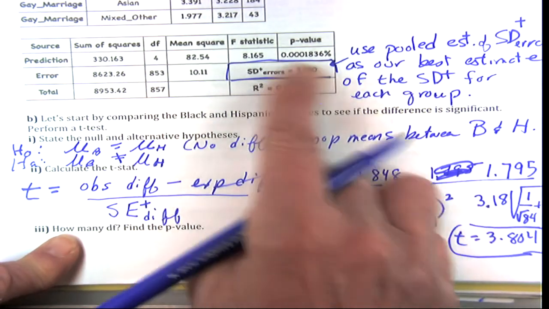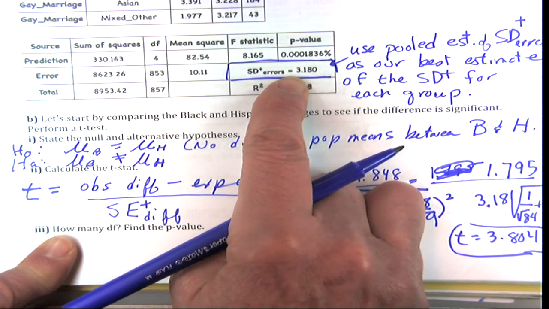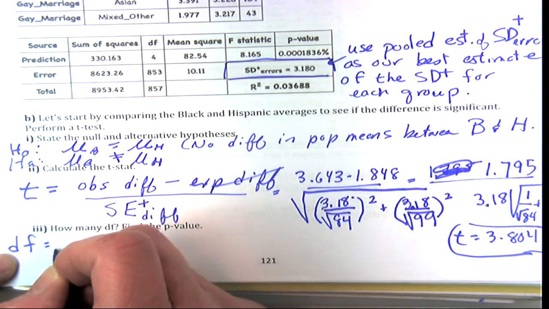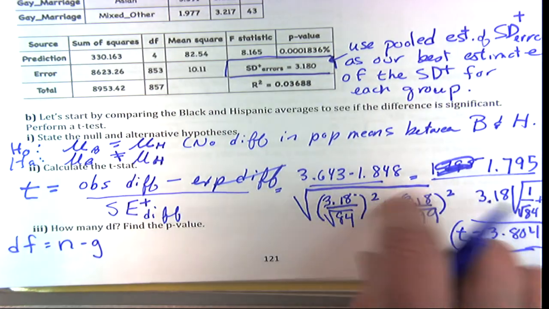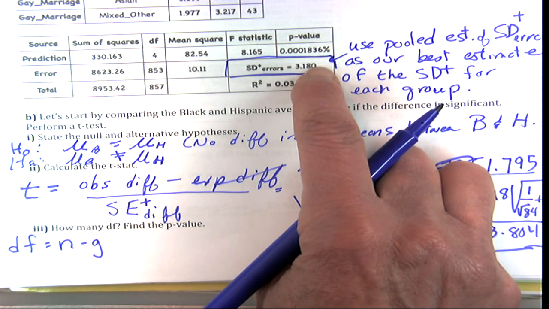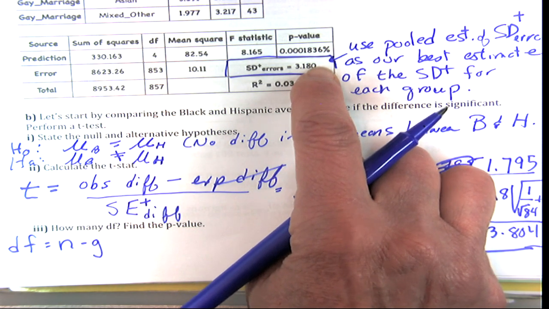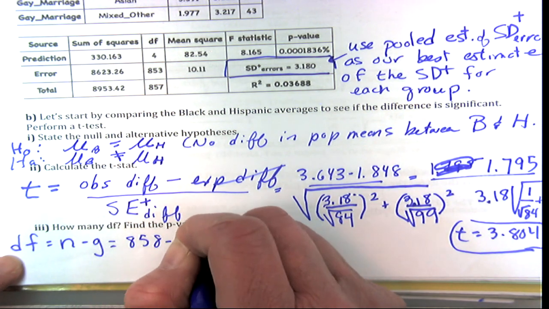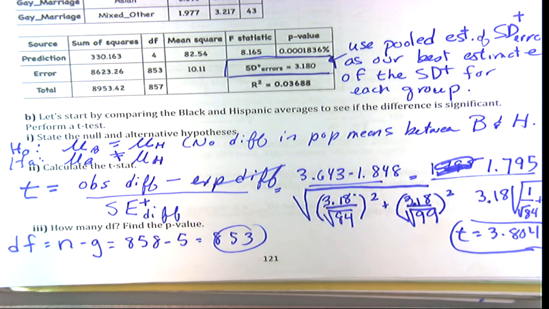We're using this as the estimate. So the degrees of freedom are going to be n minus g, because I'm basing it on the standard deviation of the errors. I can get a much better estimate using all 858 points. So it's going to equal 858 minus 5, which is 853. That's the degrees of freedom for the test.